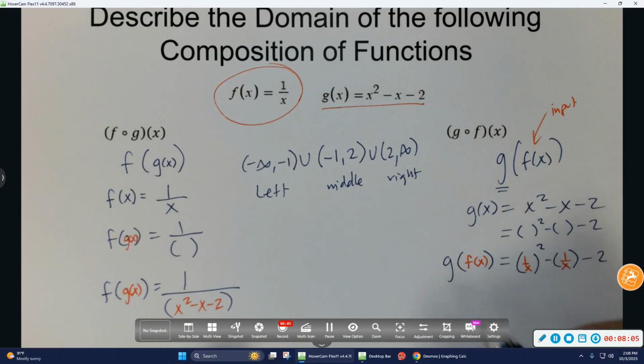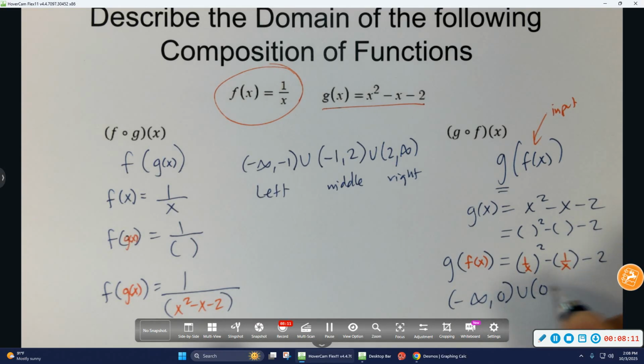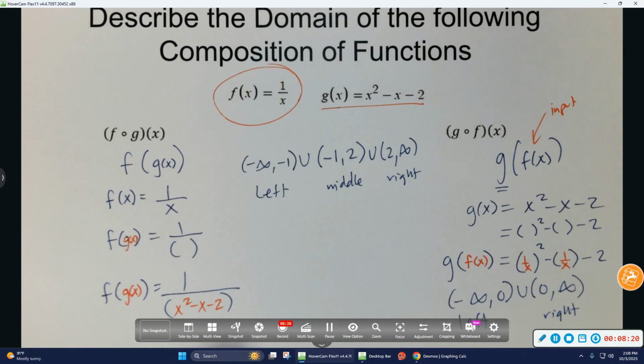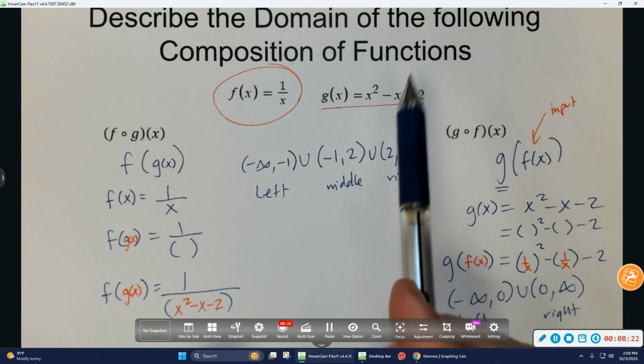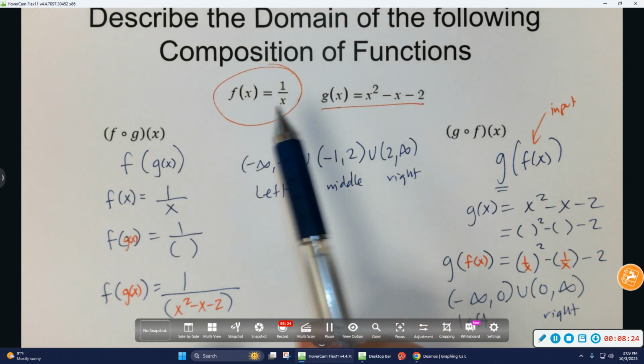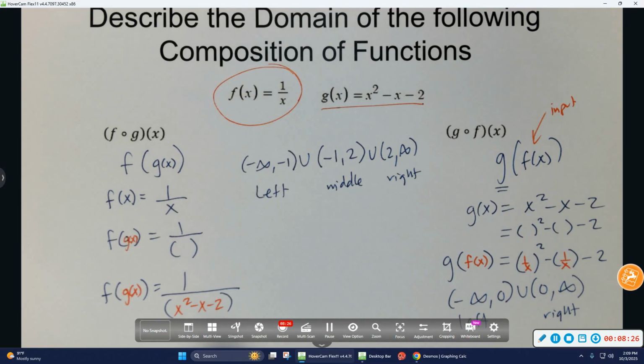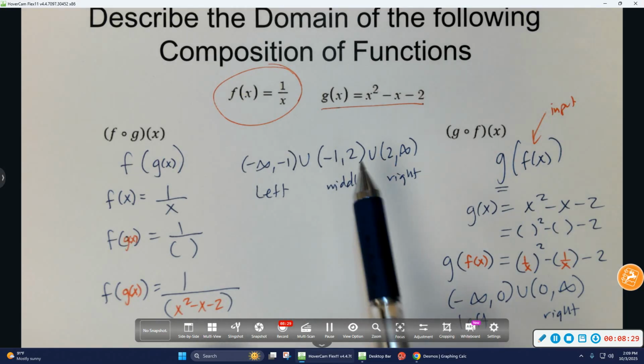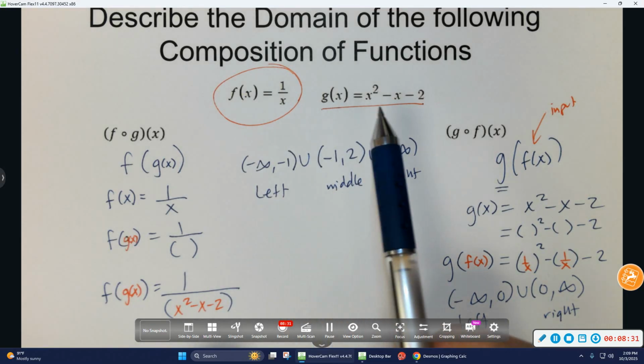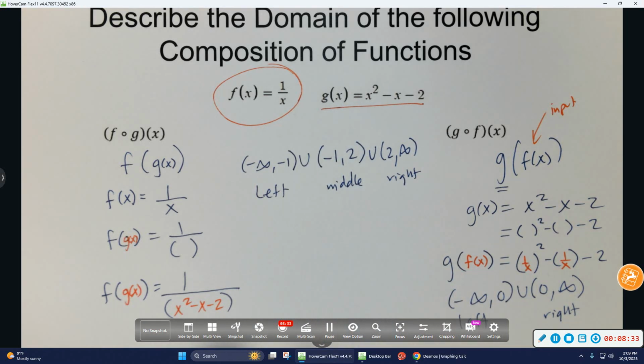The function is going to go from negative infinity to 0. Open parentheses, because there's a gap. It doesn't exist at 0. It never touches 0. And then it goes from 0 to infinity. This is the left side of the graph. This is the right side of the graph. So whenever you have a function inside of another one, regardless of the order, we want to take a look at that domain to see what values are restricted. What values can I not plug in because it'll create an undefined value.